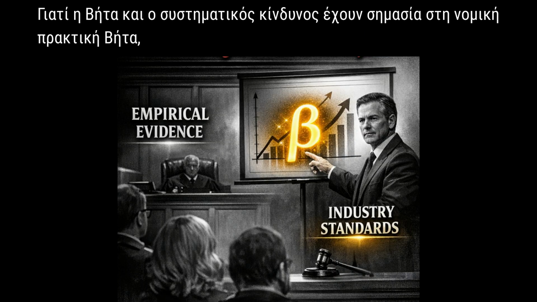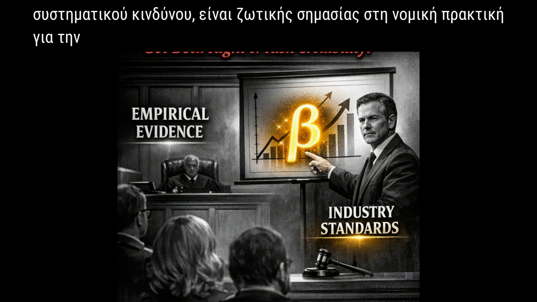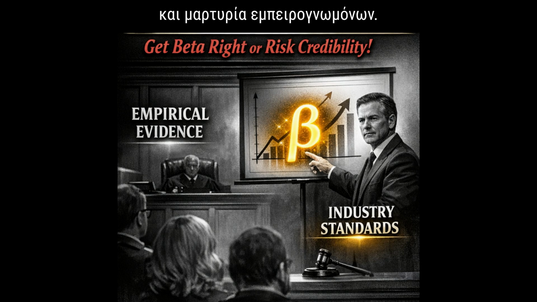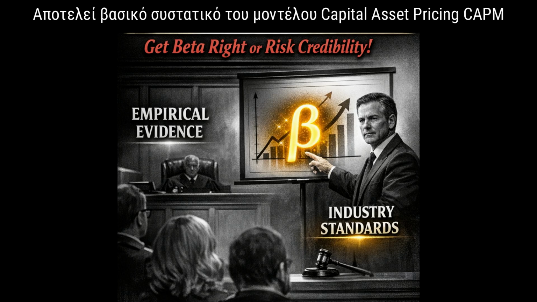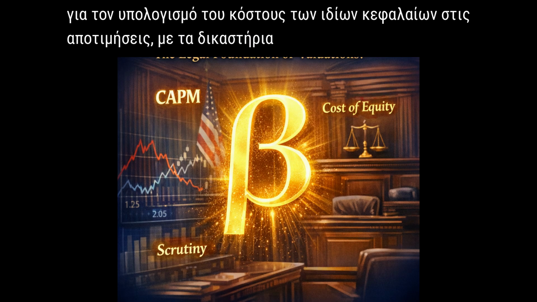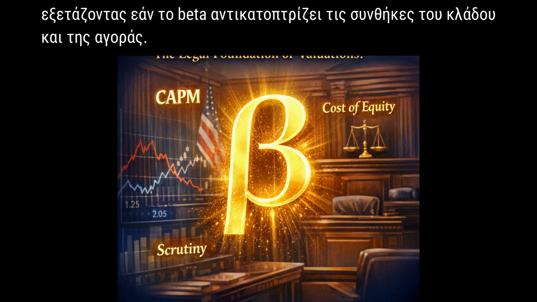Why beta and systematic risk matter in legal practice. Beta, a measure of systematic risk, is crucial in legal practice for business valuations, damages calculations, securities litigation, and expert testimony. It is a key component of the capital asset pricing model, CAPM, used to calculate the cost of equity in valuations, with courts scrutinizing whether beta reflects industry and market conditions.